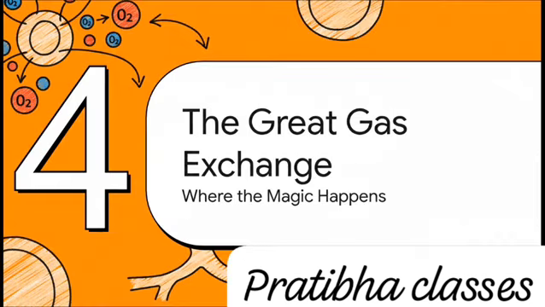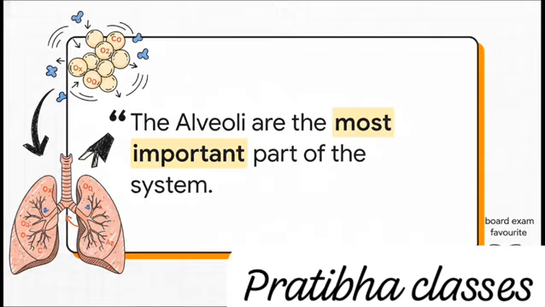Okay, so the air has made it all the way into the deepest parts of our lungs. But this, my friends, is where the real magic happens. This is the whole point of this entire complex system, the great gas exchange. And as the Pratibha Classes notes point out, we have officially arrived at what is probably the single most important part of the entire system, the alveoli.